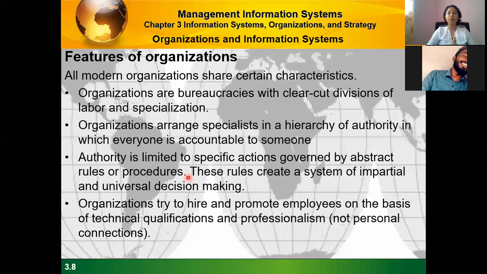Right? That is why we say authority is limited to certain rules and procedures that are agreed within the organization. So these rules create a system of impartial and universal decision making. Because of these rules and procedures within the organization, a system can be created where impartial decision making can happen.